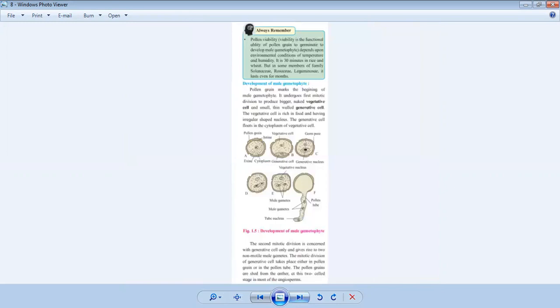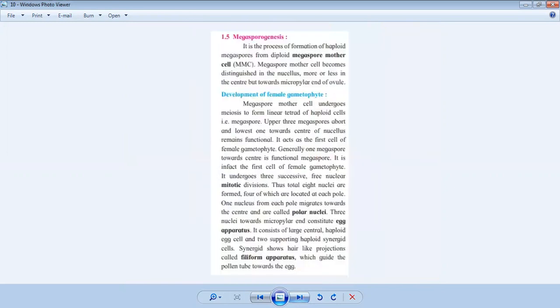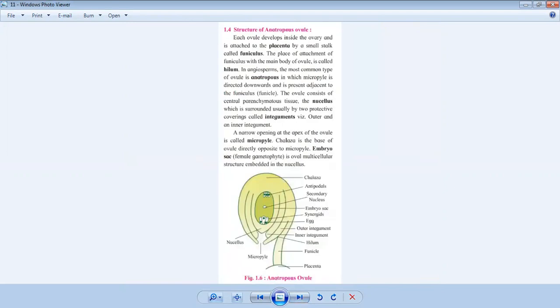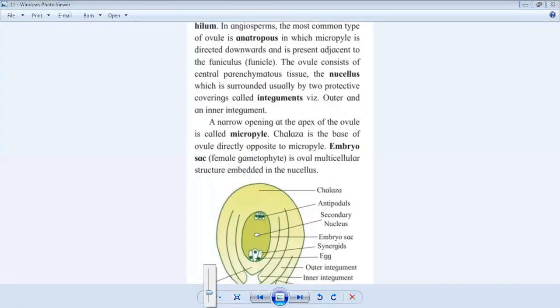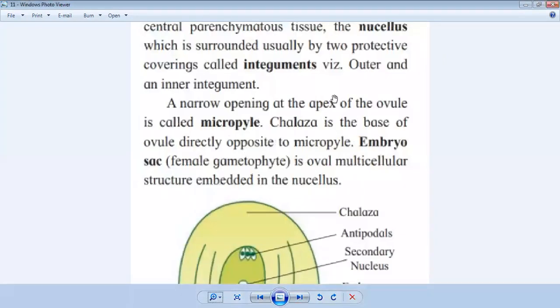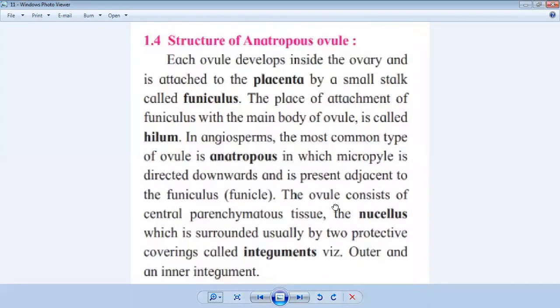Dear students, in the previous lecture we started the structure of the anatropous ovule, and today we will discuss in detail the LS of ovule, that is the longitudinal section of the ovule. As per the earlier lecture, we have discussed the overview of the structure of the anatropous ovule. Now let's talk about this structure.